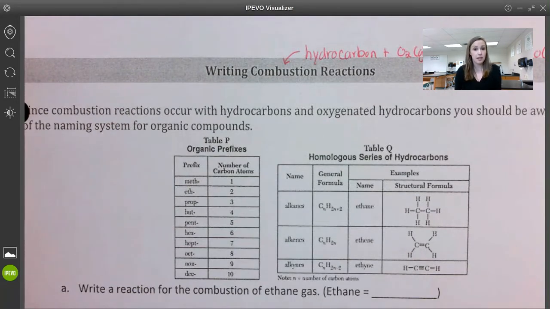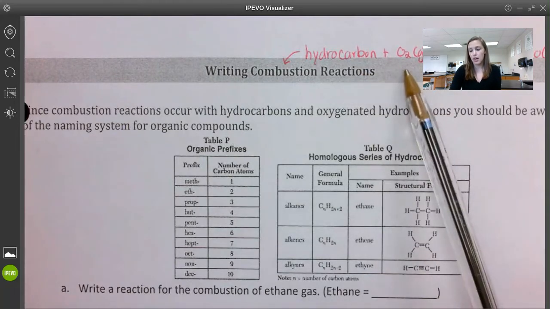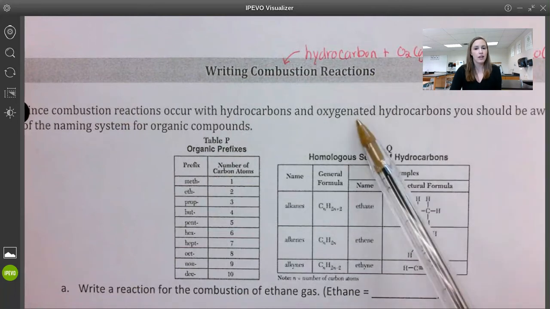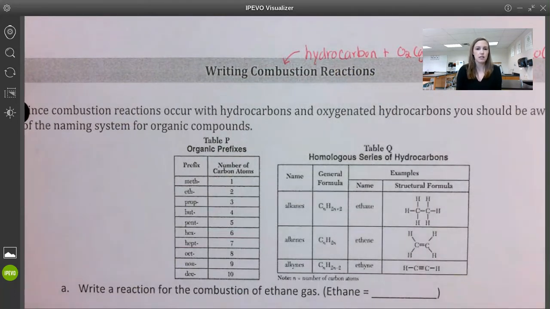So you know from the summer assignment that combustion reactions are made up of a hydrocarbon reacting with oxygen gas to make carbon dioxide and water. You can also have an oxygenated hydrocarbon, which would have oxygen involved, but in general, you're going to see these as our hydrocarbons. Now, we don't do a defined organic chem unit in our AP chemistry until after the AP exam, so you're going to see a little bit of organic chemistry sprinkled in throughout the year because it's important to be aware of some of the compounds that we'll be dealing with in various reactions.